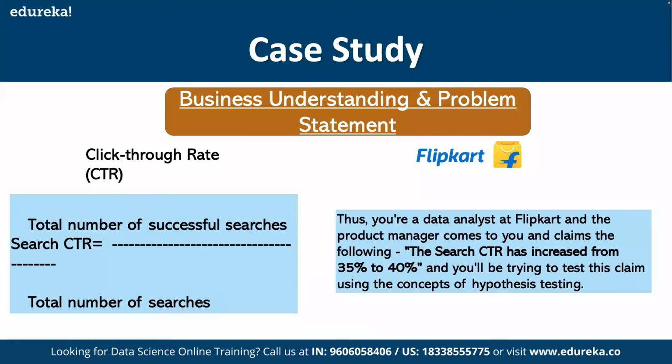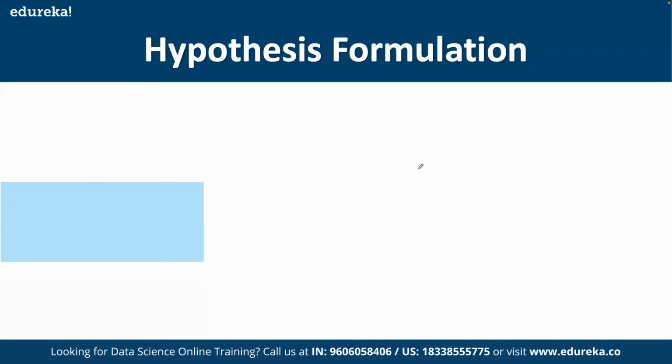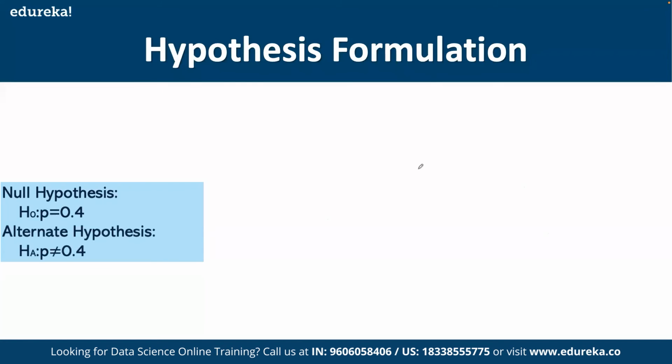In order to check that, you are going to perform hypothesis testing. The formulation is like this: first, you define the null hypothesis and the alternate hypothesis. The null hypothesis says that there's a 40% CTR, that is, P is equal to 0.4. And the alternate hypothesis is P is not equal to 0.4.